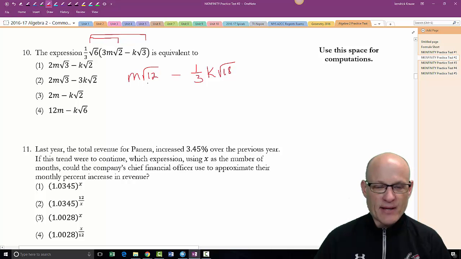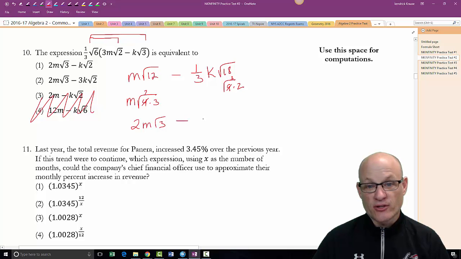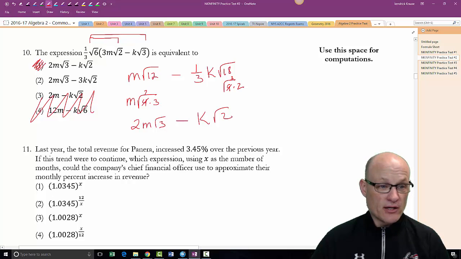Now, you're not going to find that because the square root of 12 can be simplified. So you get m square roots of 4 times 3. That's 2. So this becomes 2m square roots of 3. How many of those are there? And this is the square root of 9 times 2. Square root of 9 is 3. So 3 times 1/3 is just 1. So this becomes k square roots of 2. And there's your answer.